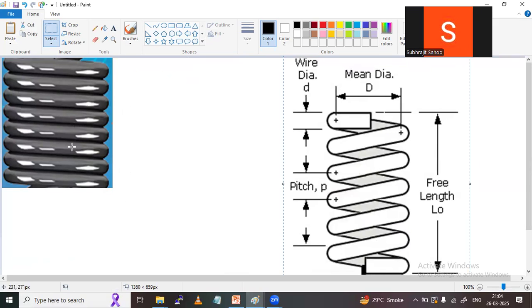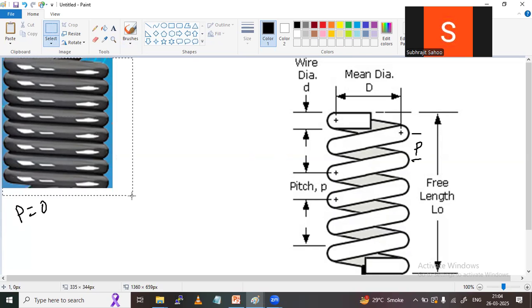What is the difference? The difference is, sir, here the pitch is almost zero, but here a certain pitch is there. This is one difference, pitch is there, right? What is the next difference? The next difference is, let me move it a little bit below. One minute.